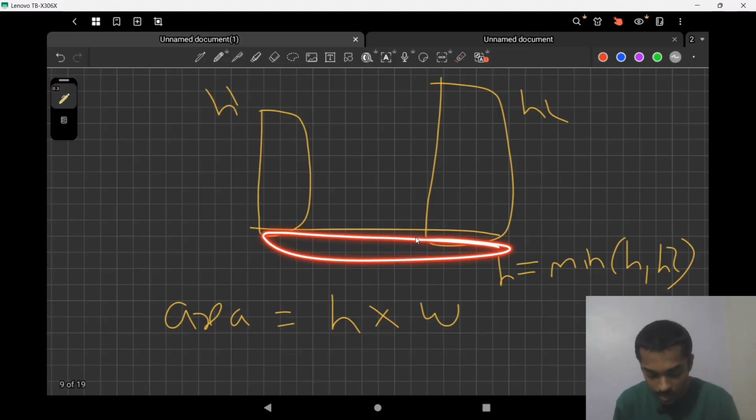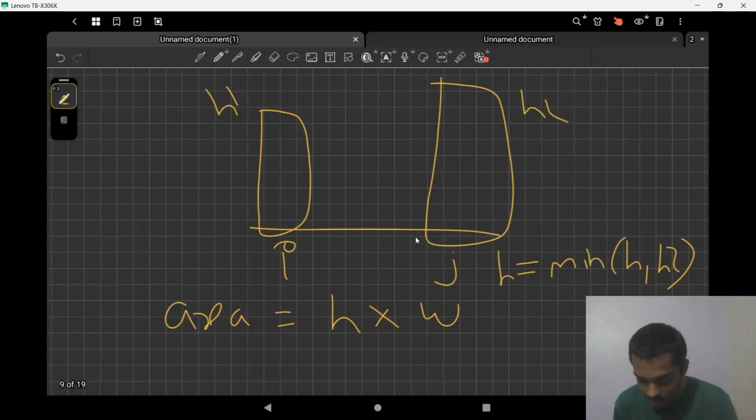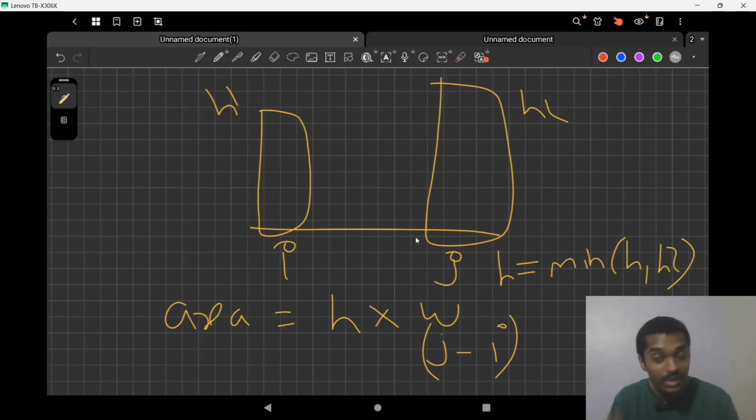If this is the i pointer and this is the j pointer, then the width is j minus i. So we can calculate the area like that.